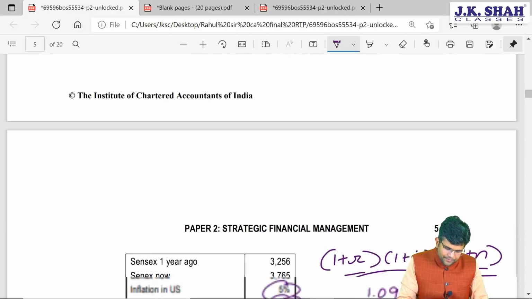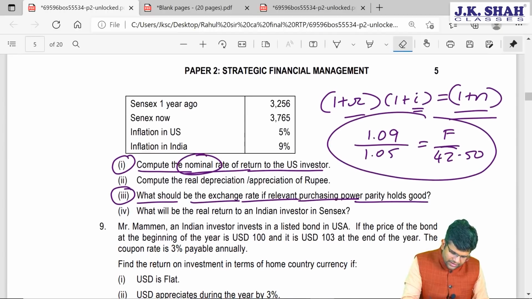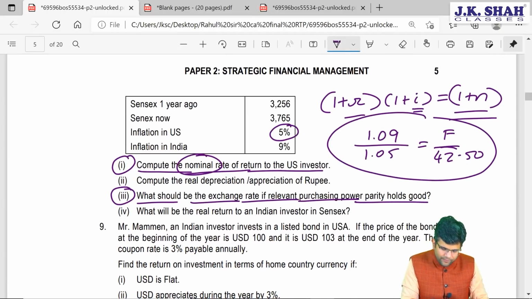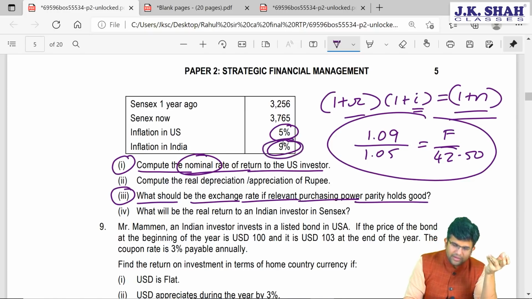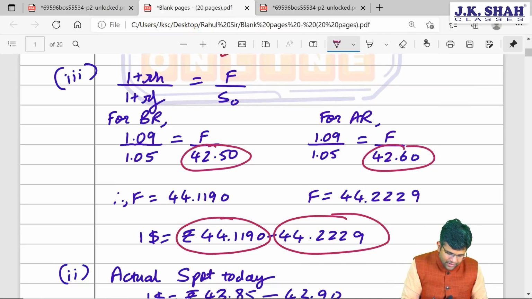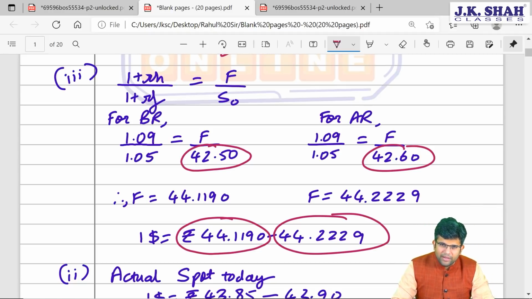The reason lies in the inflation rates. Children, if you can see here, the inflation rate in US is only 5%, whereas that in India is 9. According to PPPT, the country whose inflation rate is lower as compared to the other will experience appreciation in its currency, whereas the country whose inflation rate is higher than the other will experience depreciation. So according to PPPT, dollar should appreciate from 42.5 to 44.19. That much appreciation should happen, and that means that much corresponding depreciation should happen in rupee.